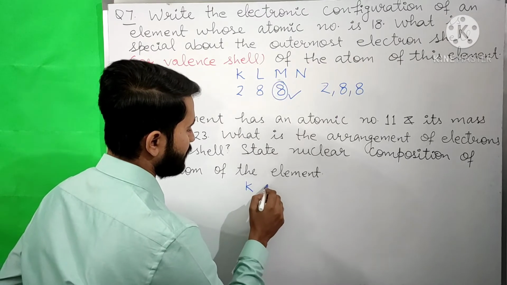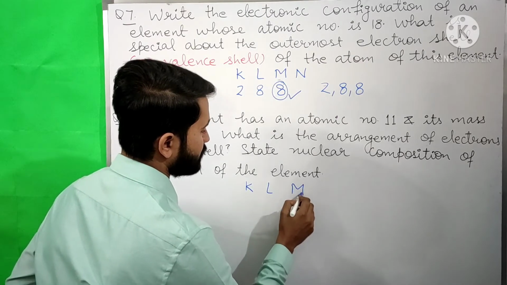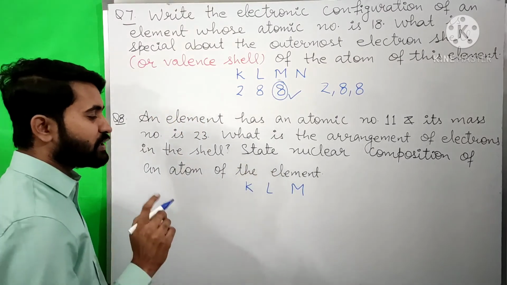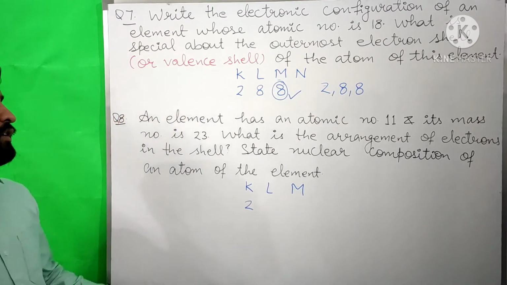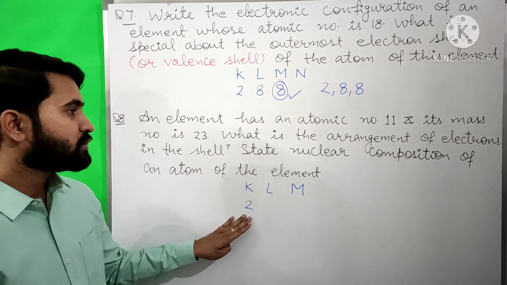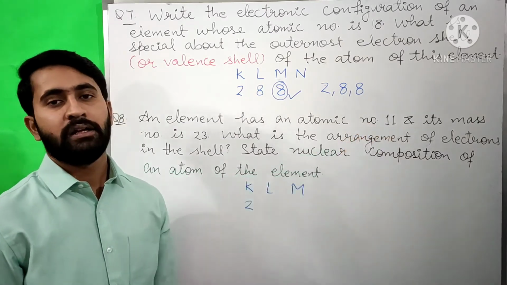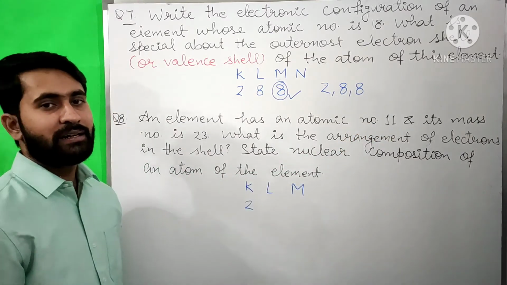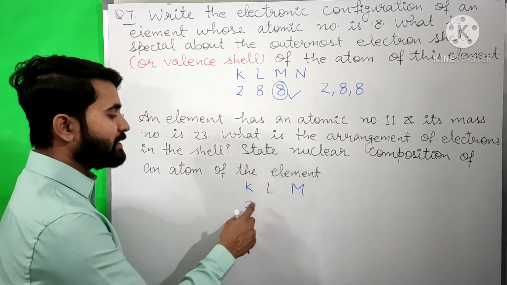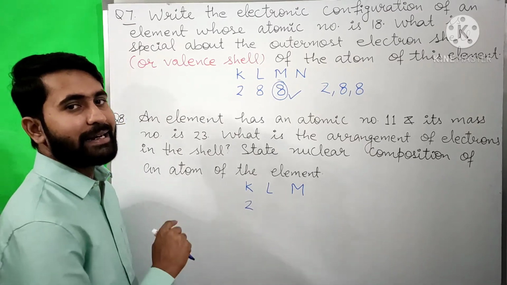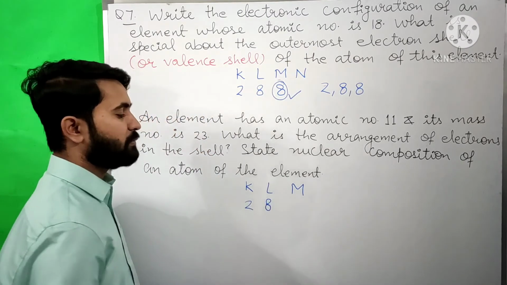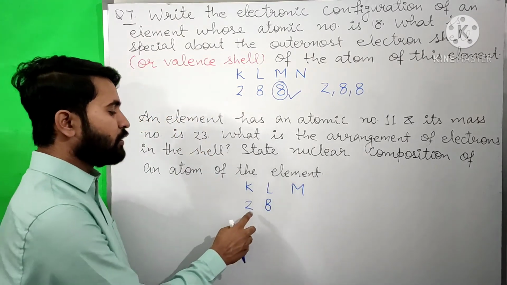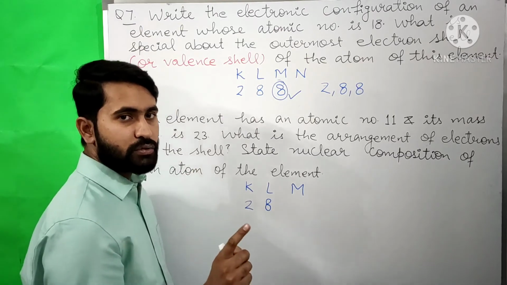So we will write here K shell, L shell, M shell. Now in the K shell only 2 electrons can be accommodated. So 2 subtracted from 11, so 9 electrons are remaining. Now in the L shell only 8 electrons can be accommodated. So 8 electrons will be filled in the L shell. 2 plus 8 is equal to 10.